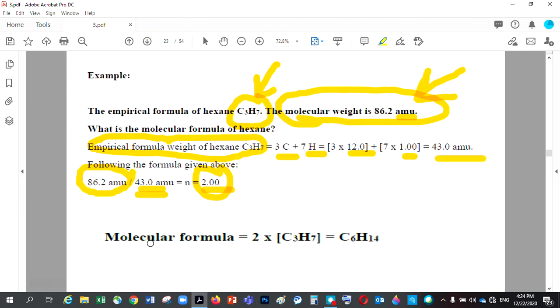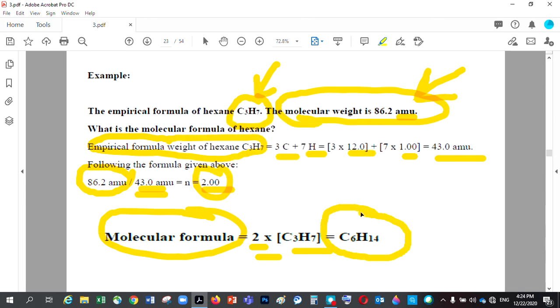So now I need to get the molecular formula. The molecular formula is 2 multiplied by the empirical formula, which is C6H14, and that's what we really knew before. So this is hexane. That's the real molecular formula of hexane.